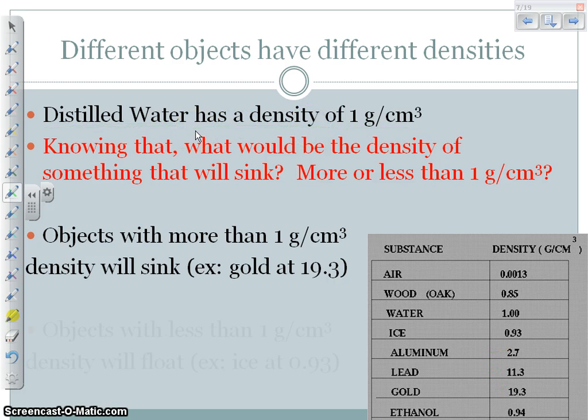On the other hand, if you happen to have less density than 1 gram per centimeter cubed, the object is going to float. Your example there is going to be ice, or we could look at wood, with this specific example being oak, or we think about air. Obviously air stays above water and it's considered floating, or we think about ethanol.